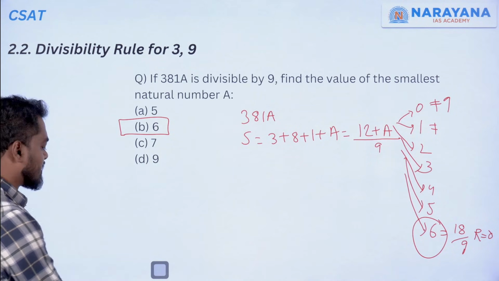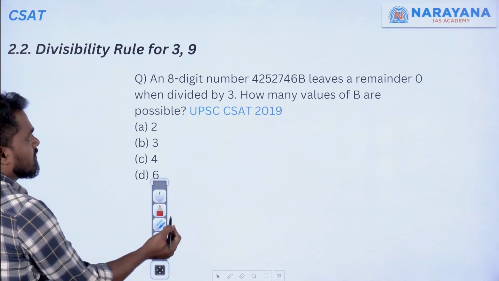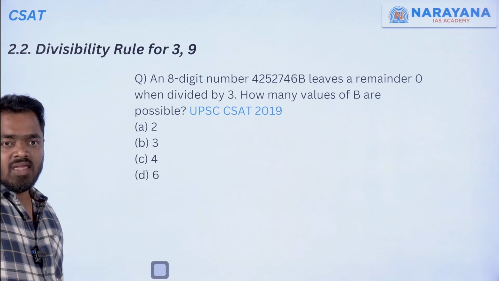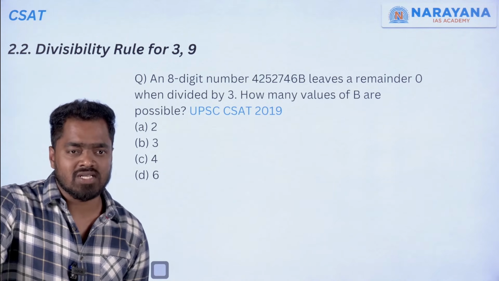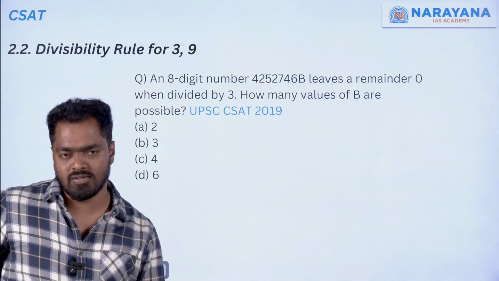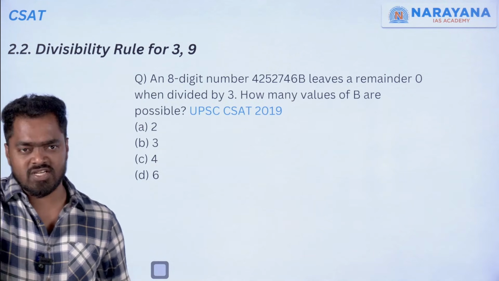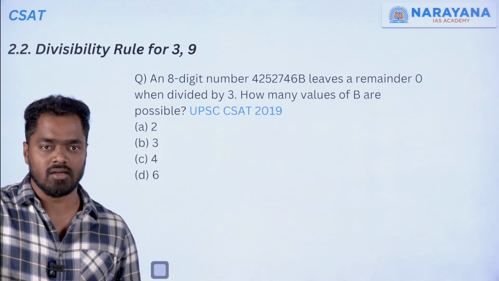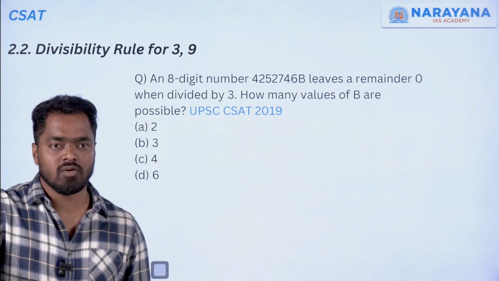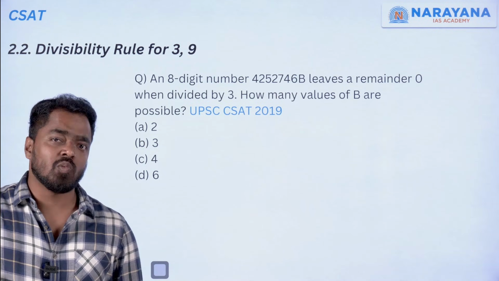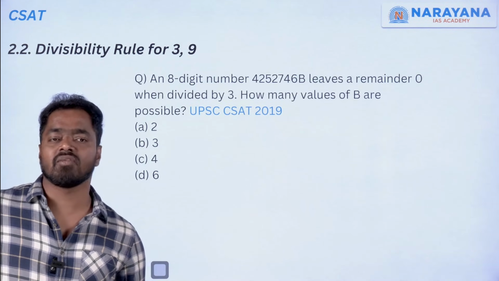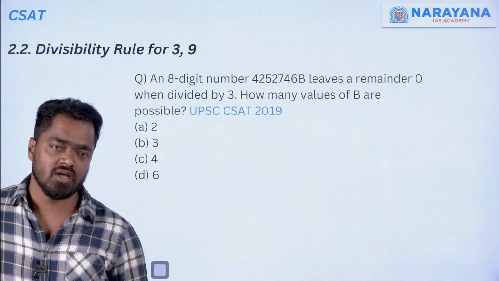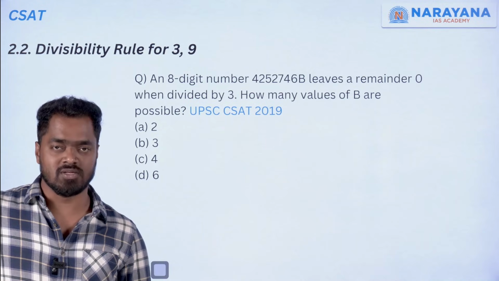So this is how you will use the divisibility rule to solve the sum. Okay, let's see the next question. Again, this question was asked in the 2019 CSAT paper. The question reads: there is an 8-digit number 4252746b. It leaves a remainder 0 when divided by 3. So what does it mean? If you are dividing that number by 3, the remainder is 0, which means that particular 8-digit number is divisible by 3.